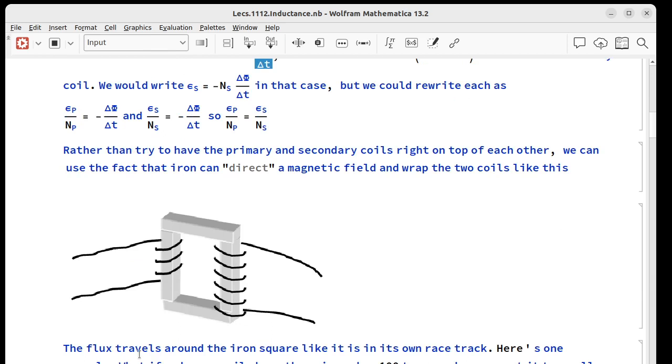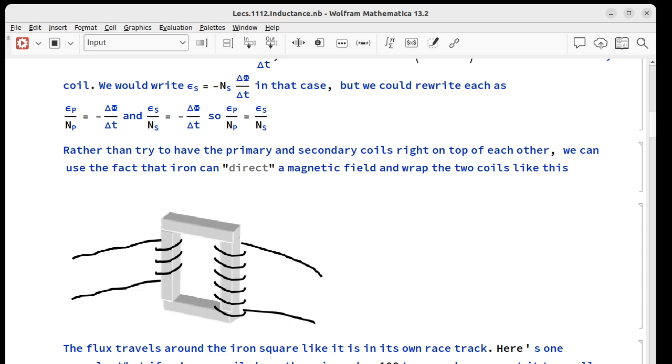What this means is, let's say we have a primary coil where we have 100 turns and we connect it to the wall outlet. We know that that's 120 volts RMS. Now on the secondary side, let's say we have fewer turns, like 10. What will the voltage be on the secondary side?